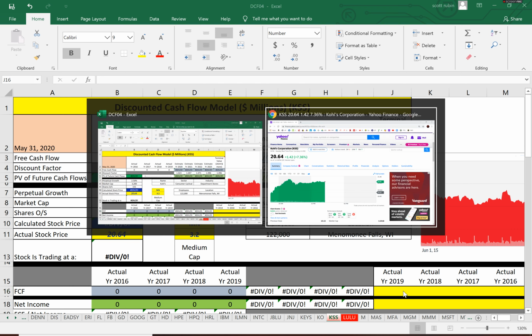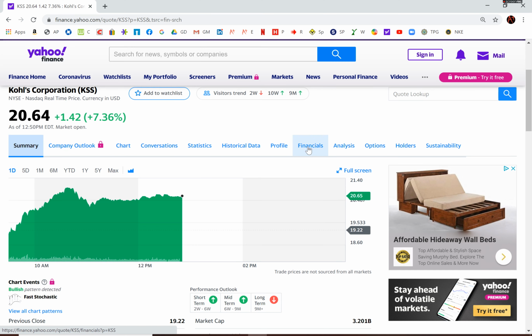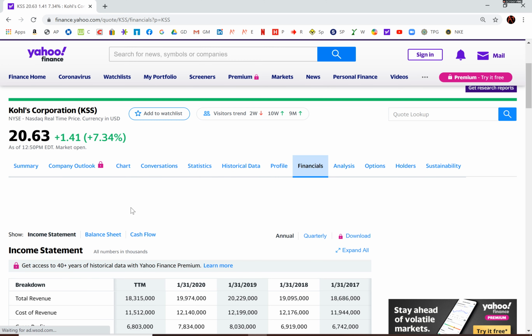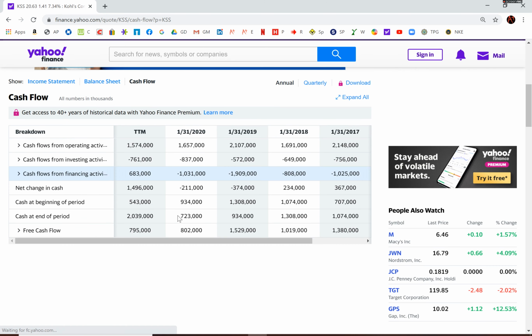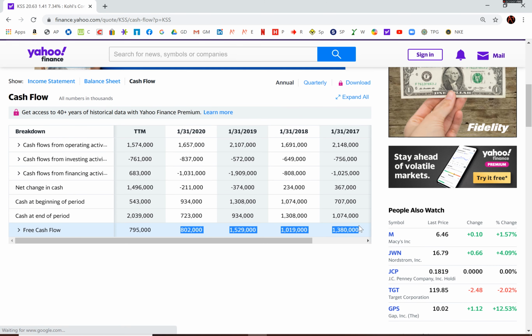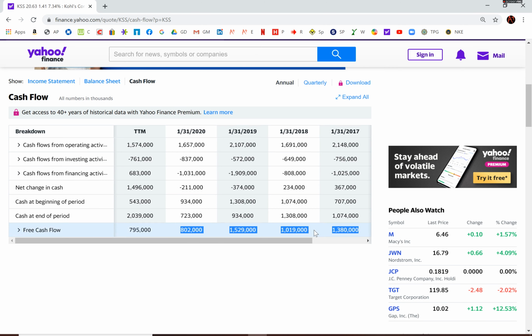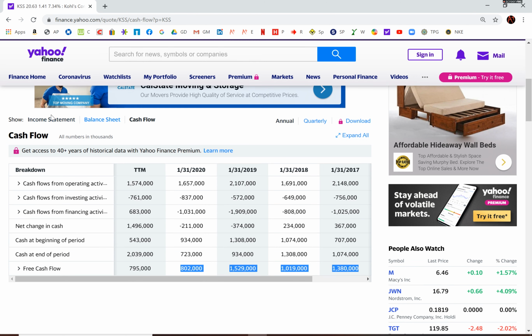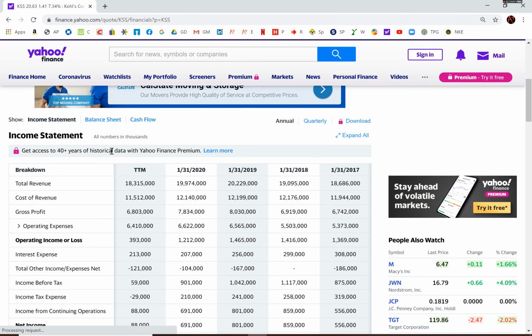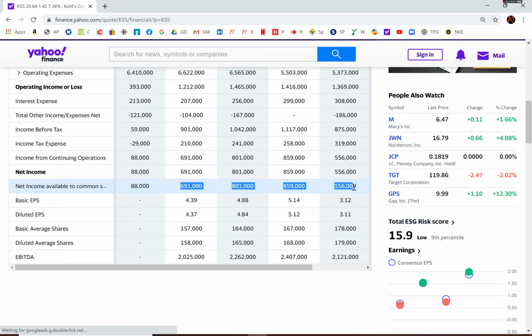Now let's get the actual free cash flows. We'll go to the financials section in Yahoo. We'll go to cash flows and get free cash flow. And put that into our model. And next we need net income, and that's on the income statement. And that's the profit and loss for a company.